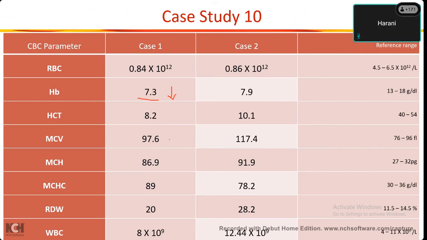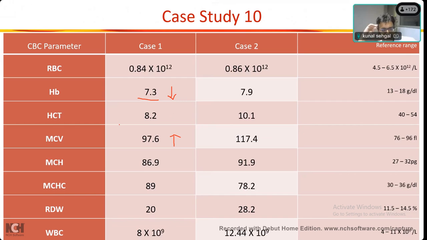MCV 97.6, it is normal. MCH 86. For an adult, male or female, generally up to 94 or 95 is normal, so slightly elevated, okay? MCH 86, MCHC 89, and WBC count 8,000. So what do you think this patient has? Patient has anemia and MCV is elevated and RDW is also increased.